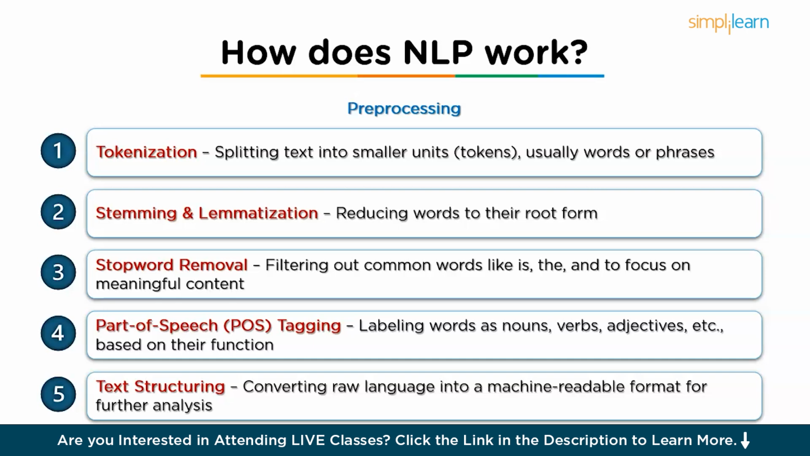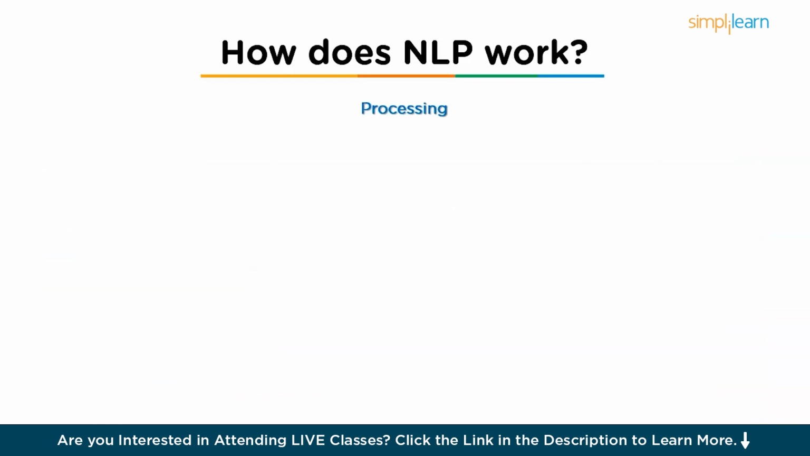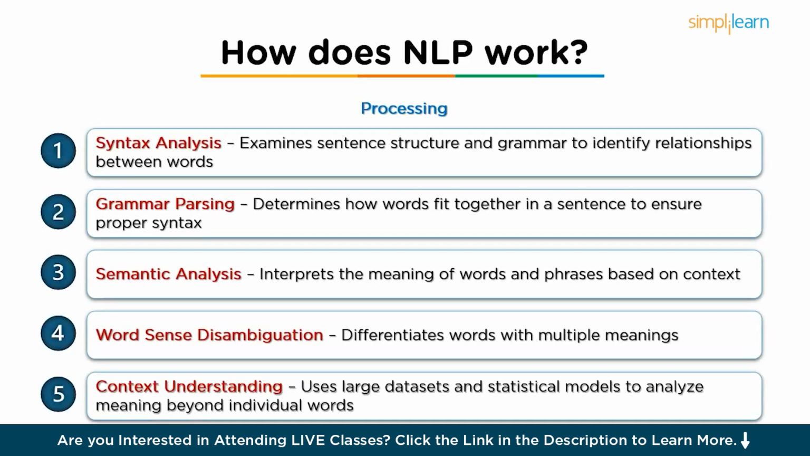Once the text is cleaned and structured, the next step is processing, where the system tries to understand meaning and context. One of the first tasks is syntax analysis, which looks at sentence structure and grammar. This determines relationships between words, such as identifying the subject, verb, and object in a sentence. For instance, in the sentence, the cat sat on the mat, NLP recognizes that cat is the subject, sat is the verb, and mat is the object. But understanding sentence structure alone isn't enough.